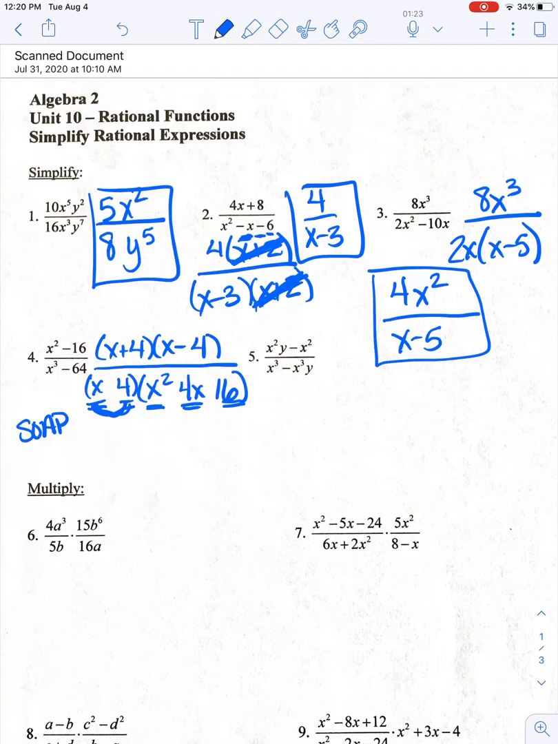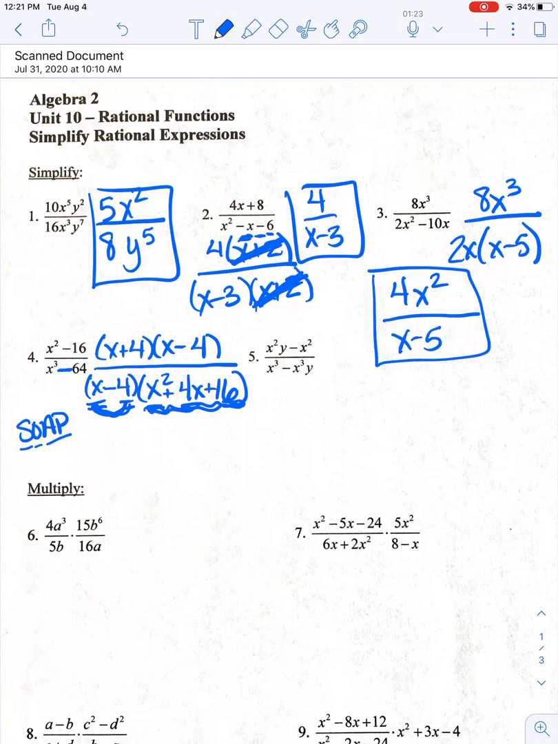Okay, so now we're going to do the SOAP. Same, opposite, always positive. And those are for my 3 signs. So the first sign is going to be the same as the original problem, opposite the original problem, and always positive. And then just a heads up, this will always look like a trinomial, but it will never factor to be a trinomial. So don't spin your wheels messing with it.